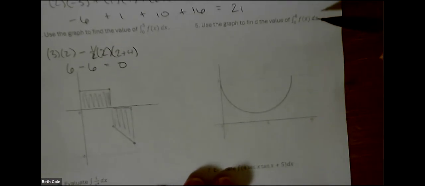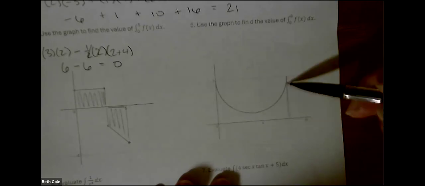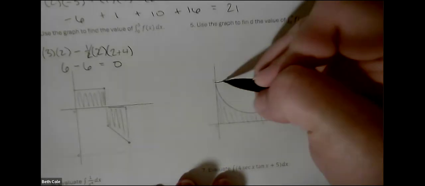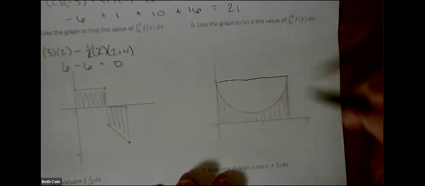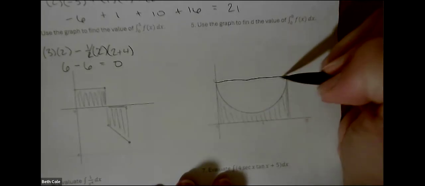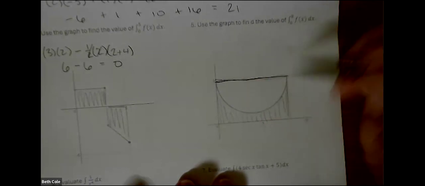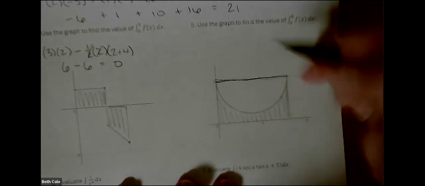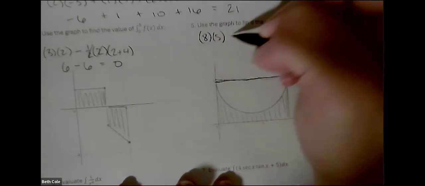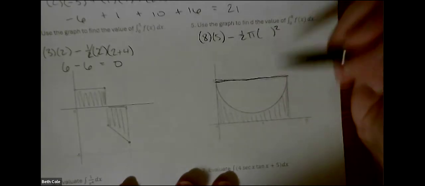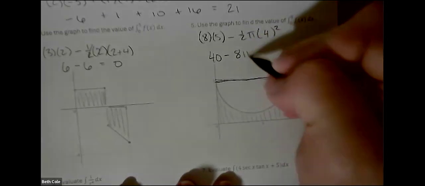All right, use the graph to find the value of the integral from 0 to 8. So we want to find the area under the graph from 0 to 8, which is this right here. So what we're going to have to do is find the area of this rectangle and then subtract this semicircle out. So we're going to do the whole rectangle and then subtract this negative space. So our rectangle is 8 by 5. And then we're going to subtract 1/2 pi r squared. And that radius is 4. So let's see, that'll be 40 minus 8 pi.